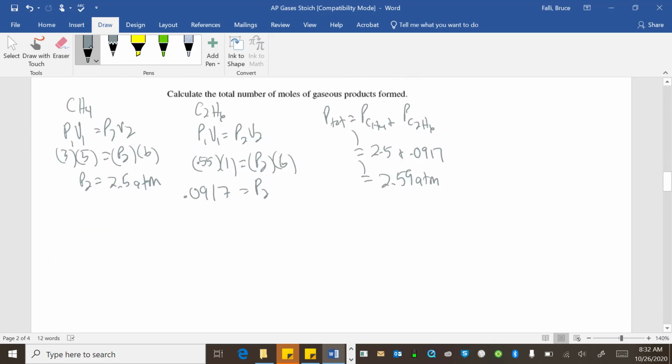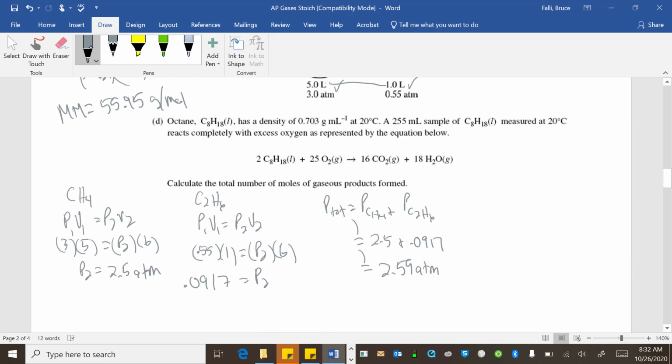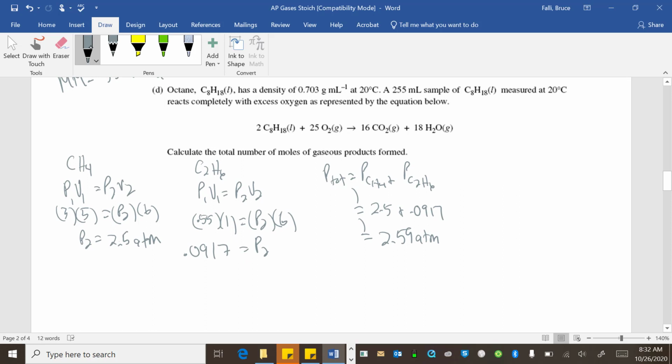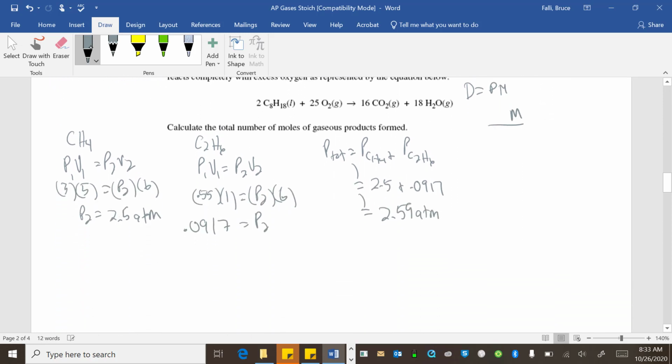All right, last one, I believe. Oh no, I got another one. All right, last one. Octane, C8H18, has a density of 0.703 at that temperature, and so on. So that means I've got to get moles from that. We did density a minute ago, where density equals PM over RT. Was that what it was? Yeah. Oops, let me erase that. Actually, you know what? I want all this space.